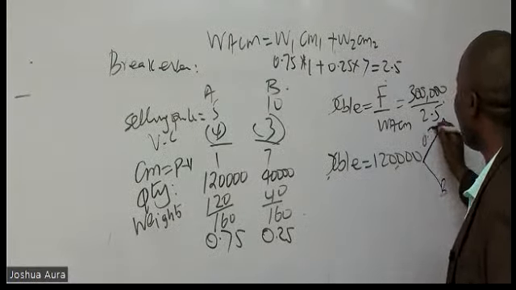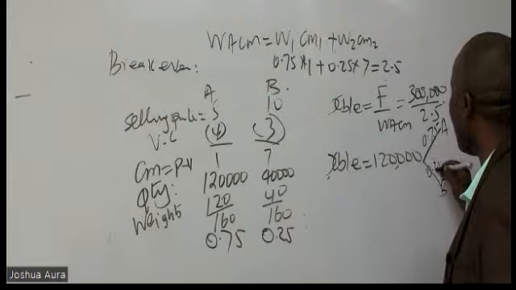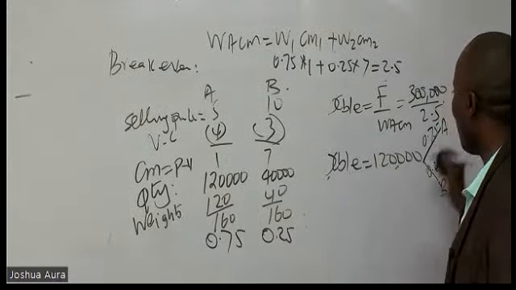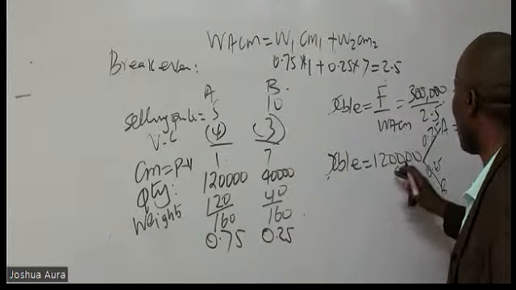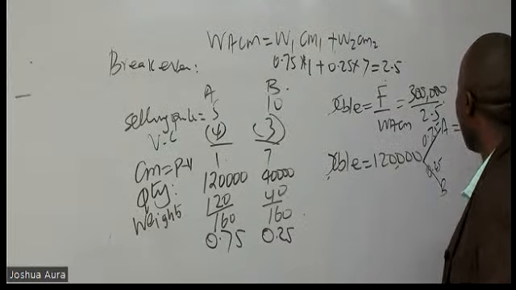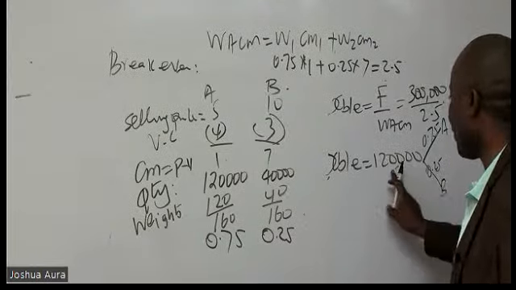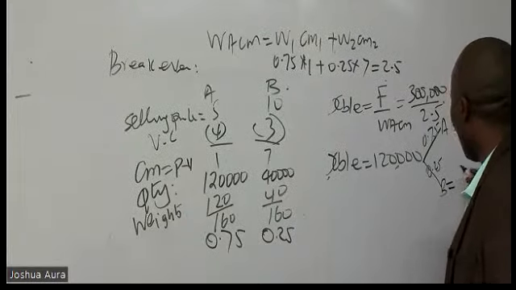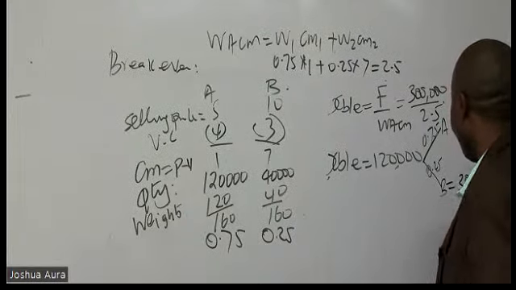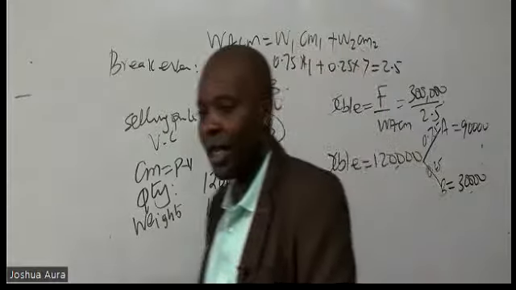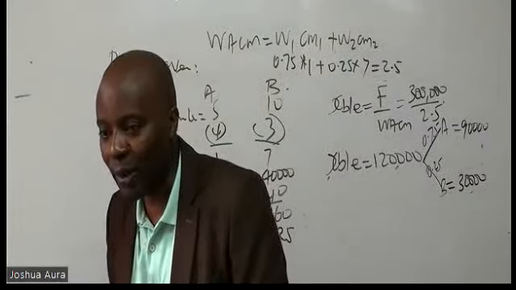We know that we have the decimals here, we have the fractions here, the weights. So for A, I'll take 0.75 times 120,000, which gives me 90,000. For B, I'll take 0.25 times 120,000, which gives me 30,000, because the two must add up to 120,000.